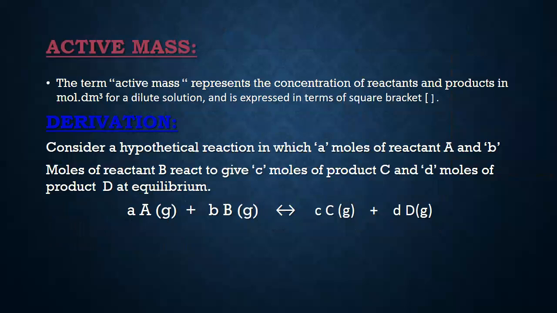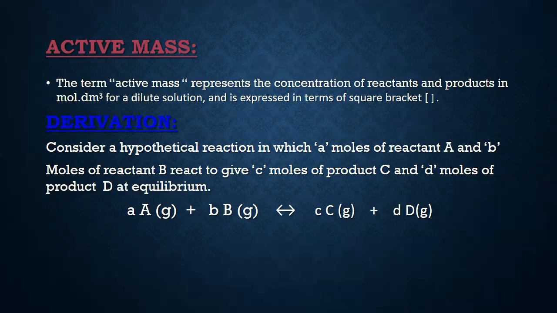Here, the term active mass is used. The term active mass represents the concentration of reactants and products in mole per dm cube for dilute solutions. It means that this is the active mass which participates in a chemical reaction, and this mass is expressed in terms of square brackets. Okay, come to the derivation.